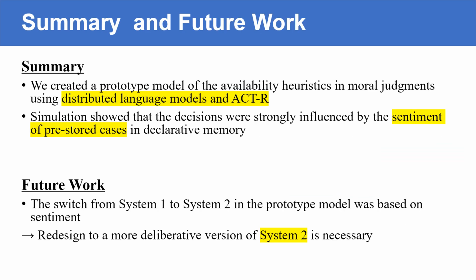So to summarize, we created a prototype model of the availability heuristics in moral judgments using distributed language models and ACT-R. Simulation showed that the decisions were strongly influenced by the sentiment of pre-stored cases in declarative memory. As our future work, since the switch from System 1 to System 2 in our model was based on sentiment, a redesign to a more deliberate version of System 2 is necessary.